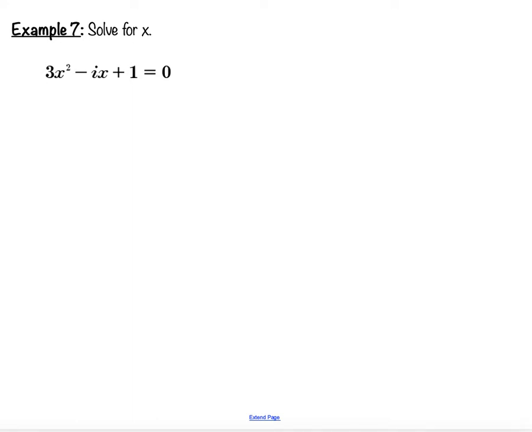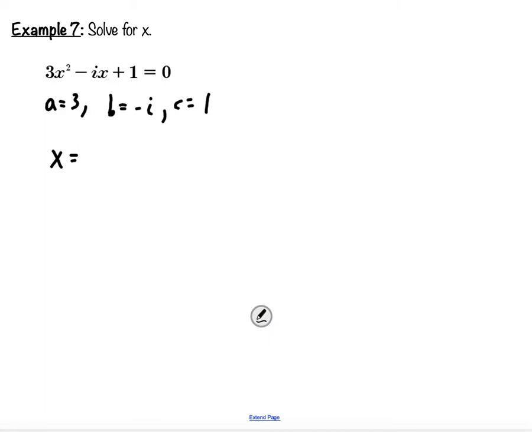All right, this next one here is a quadratic. So what are we going to use to solve this? Since we can't factor that, what could we use? The quadratic formula. So a is 3, b is -i, and c is 1. Plug it into the quadratic formula. You know this. You got this.